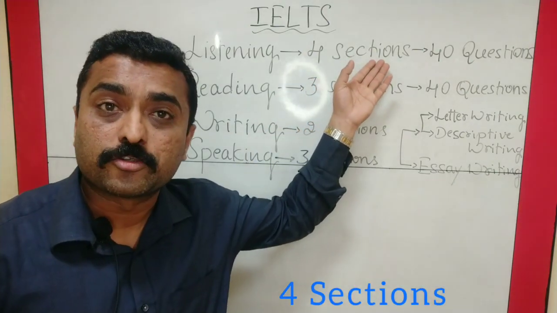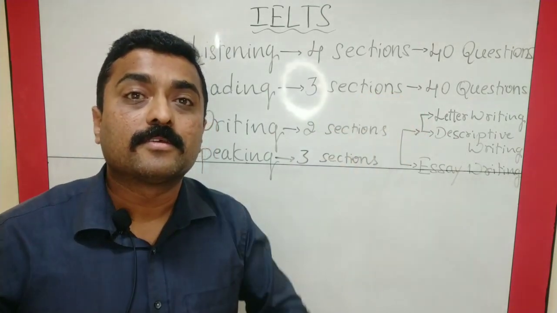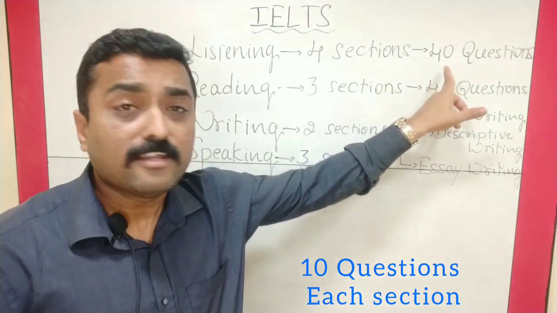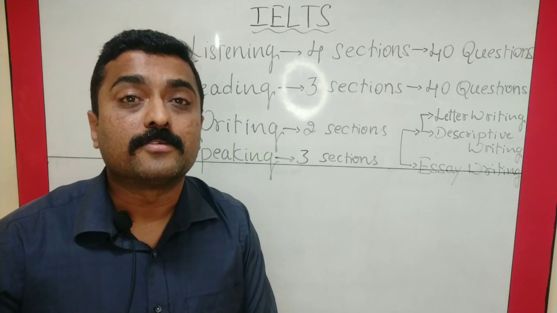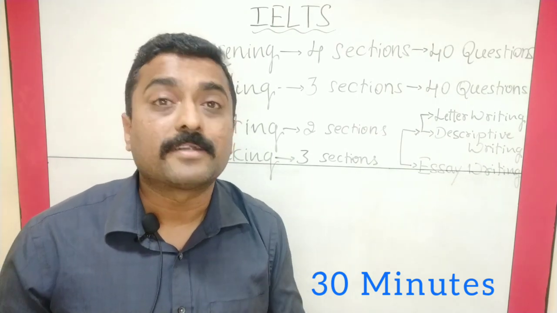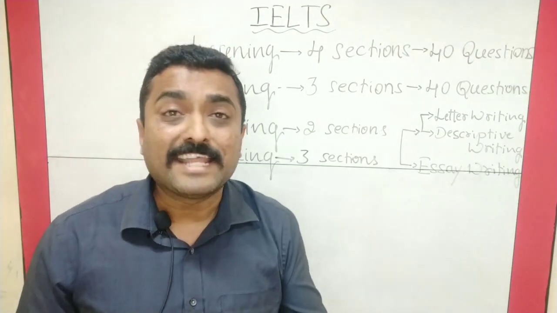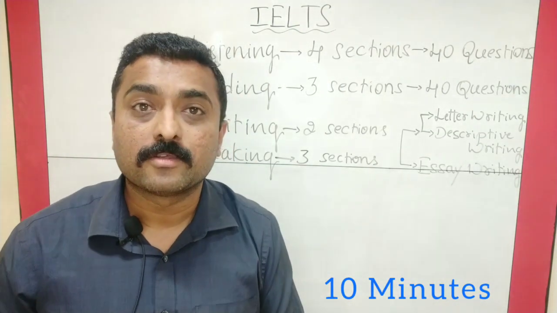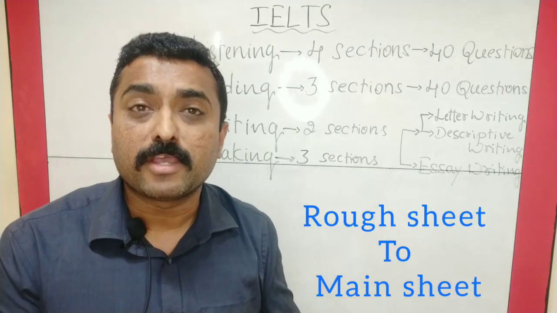The listening test is the first one, which has 4 different sections, and each section has 10 questions in it. So we have a total of 40 questions here, and the total time given is 30 minutes. The tape time is 30 minutes, and in the paper based test, 10 minutes additional time is given to us in order to transfer the answers from the rough sheet to the main sheet.